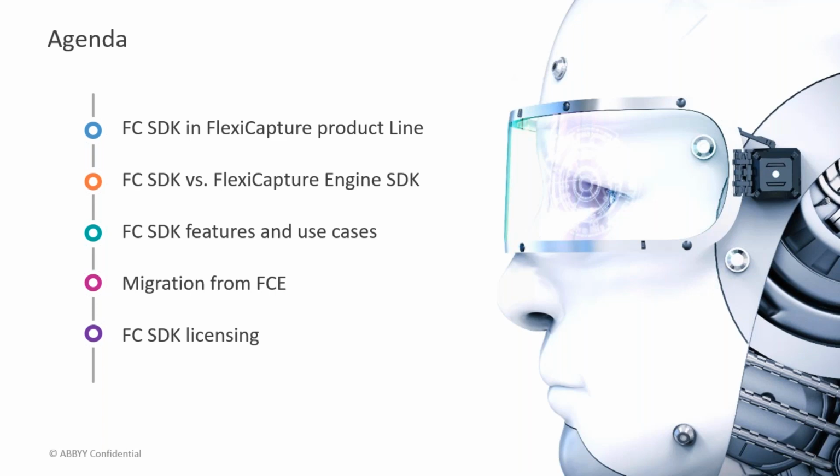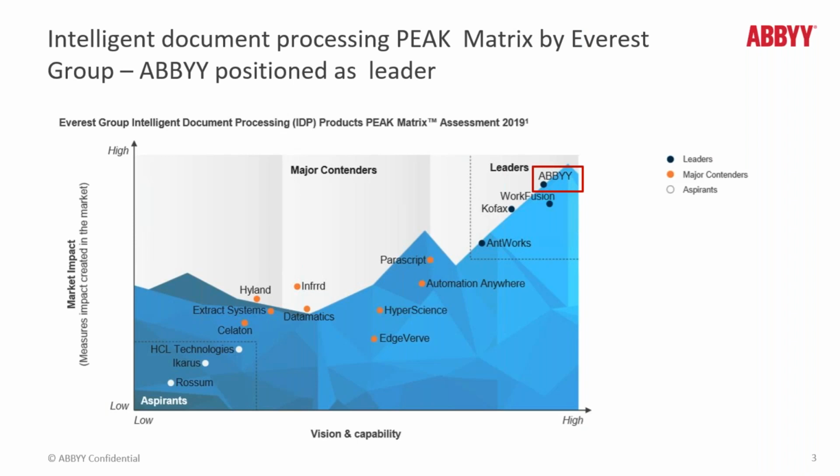So this next slide will just give you some background on ABBYY and where we fit in the intelligent document processing world. You can see the PEAK Matrix by the Everest Group. You can see we're positioned as a leader. We're very high on the vision and capability as well as market impact. This is very timely. We're actually going through this evaluation again for 2020, and I'm helping with that. So hopefully we're right there at the leader again, which I expect we will be.